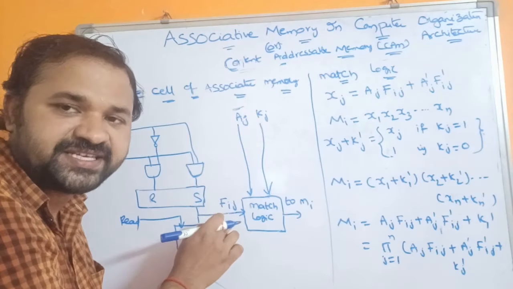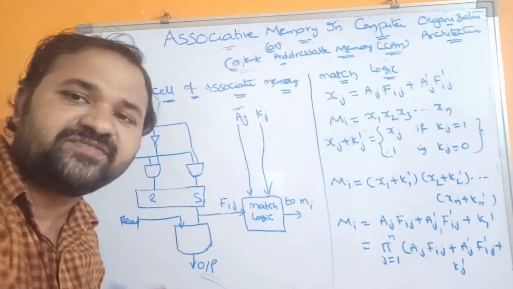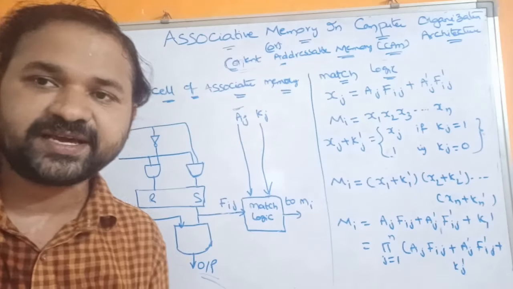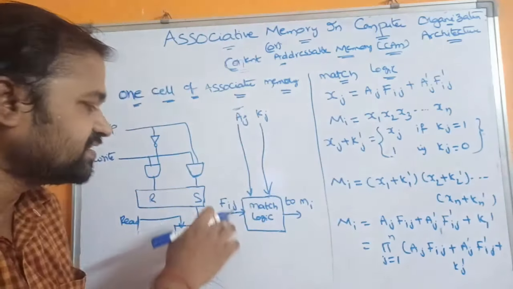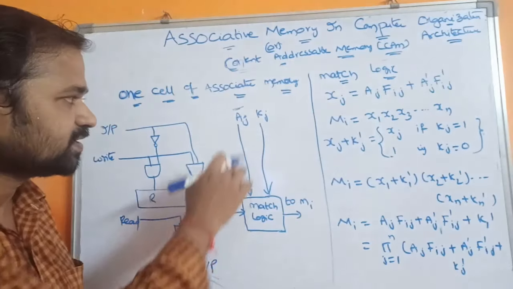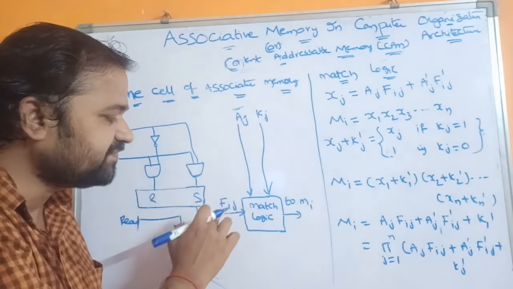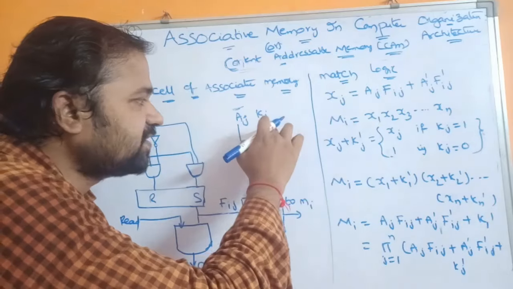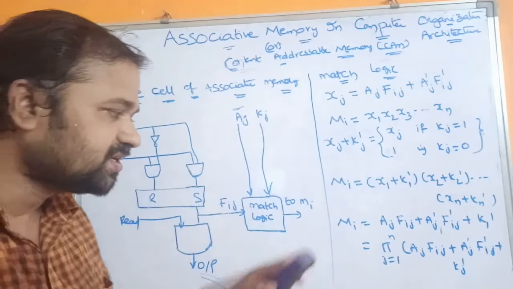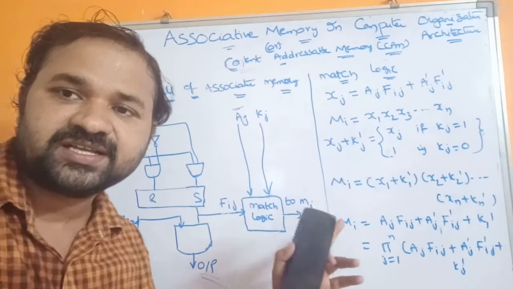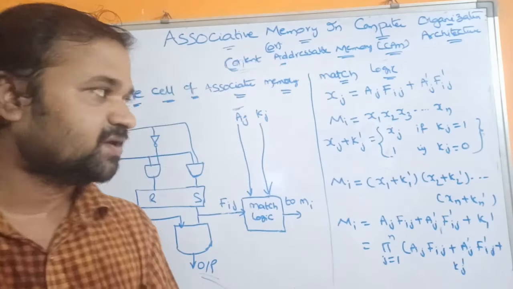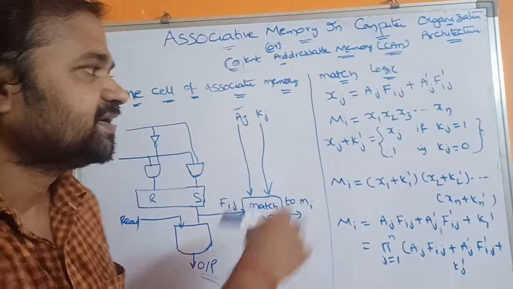Here what is Fij? Fij is nothing but a cell which is present in the associative memory. The cells C1, C2, C3 will be stored with the help of Fij here. So match logic compares Aj with Fij when Kj is equal to 1. If they are matched, then 1 will be stored in Mi. If they are not matched, then 0 will be stored in Mi. Now let's see the match logic.